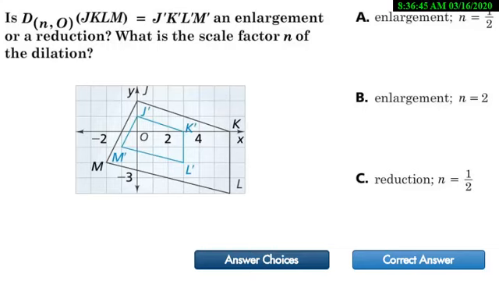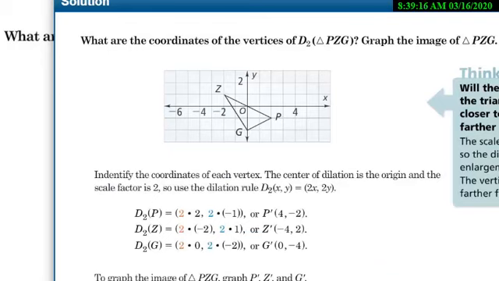The first point is how to get the scale factor. The scale factor is equal to image over pre-image, the ratio between the image and the pre-image, and the type of the dilation depends on the value of n. If n is between 0 and 1, it's reduction. If n is greater than 1, it means enlargement. Now we're done with the first part, which is how to find out the scale factor.